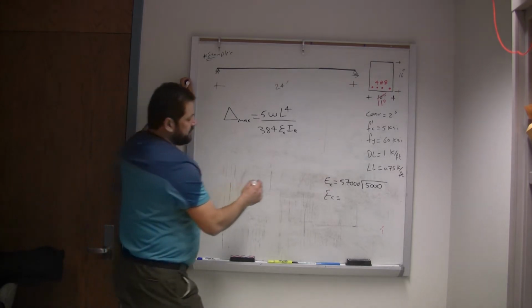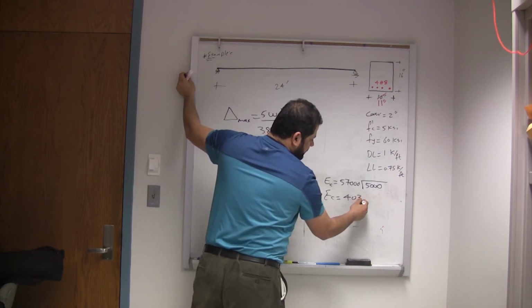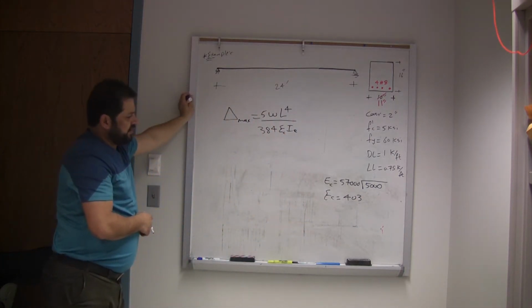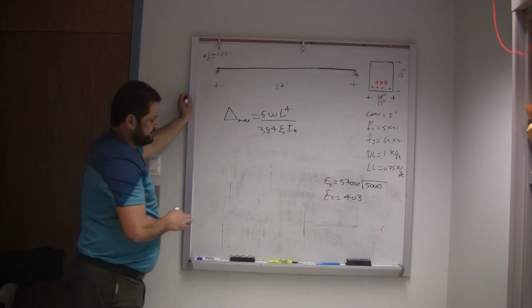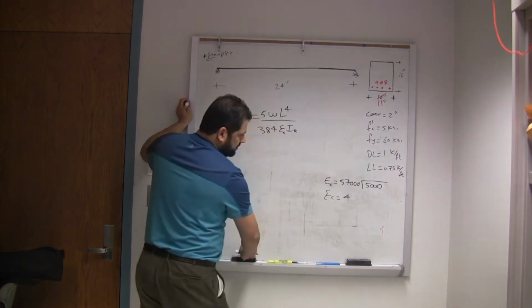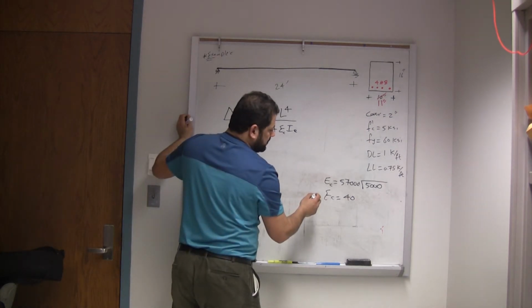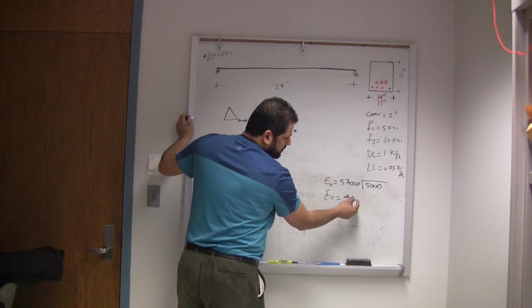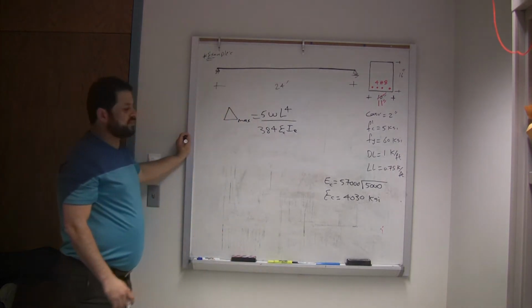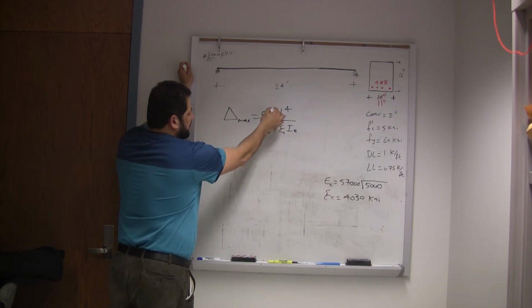The big number is 4,030,508. If you divide by 1,000 to get it in ksi, it's 4,030. You're right. 4,000 times, what's after? 4,030. Yeah, there we go. This is ksi.